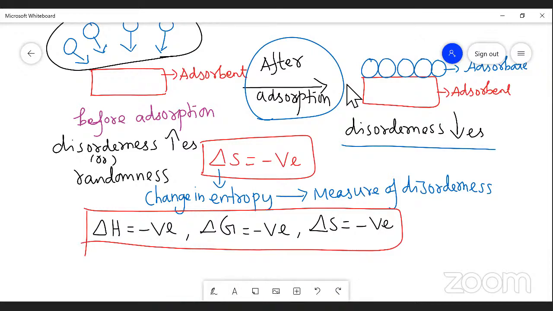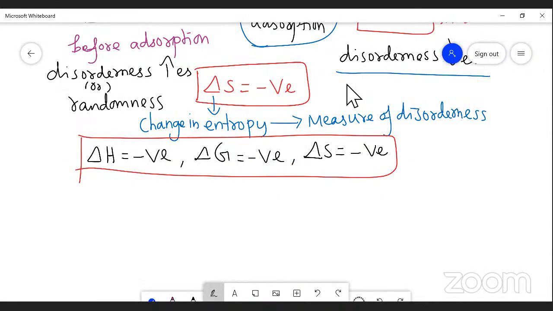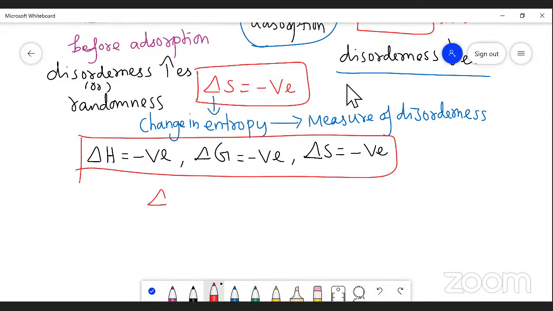And we know from the mathematical relation, that is the Gibbs free energy, del G is nothing but del H minus T del S. So this is a mathematical expression giving a relation between the free energy, enthalpy change, and the entropy change.